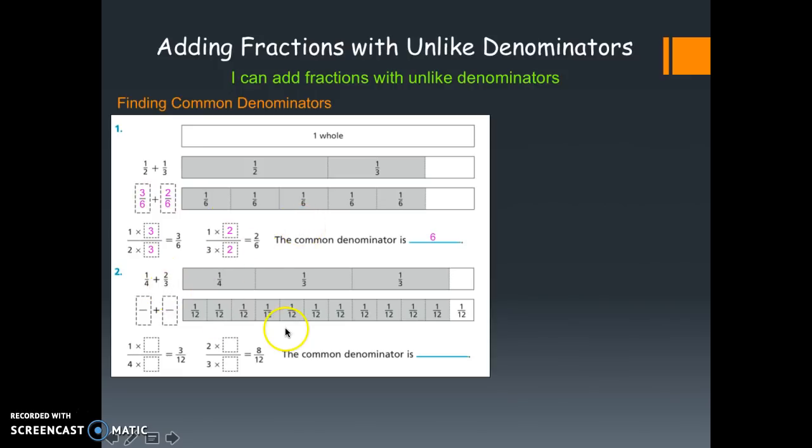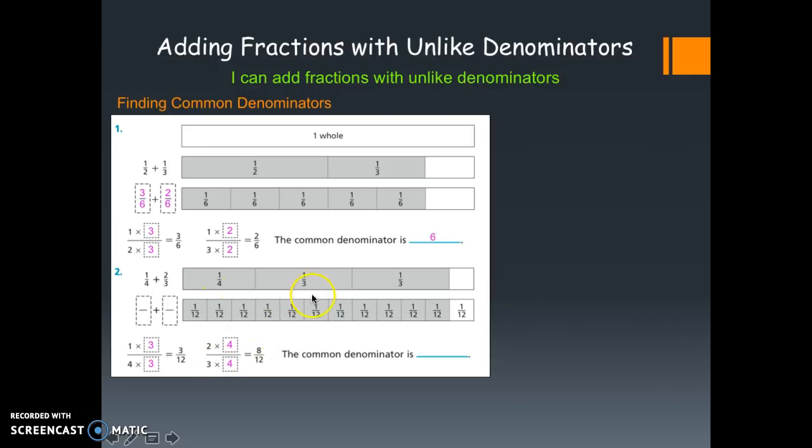So down here, we have 1/4 and 2/3. The 1/4 and the 2/3 can be changed to a denominator of 12. So how do we get from 4 to 12? Well, we can multiply by 3. So we do that to the top and the bottom. And then 3 times what gives us 12? Well, that would be 4. We do that to the top and bottom. So 1/4 now becomes 3/12, as you can see right here.